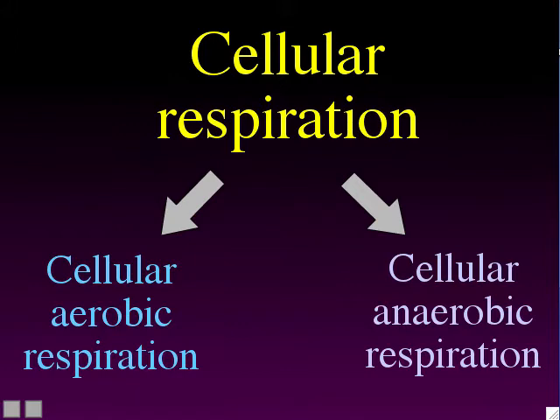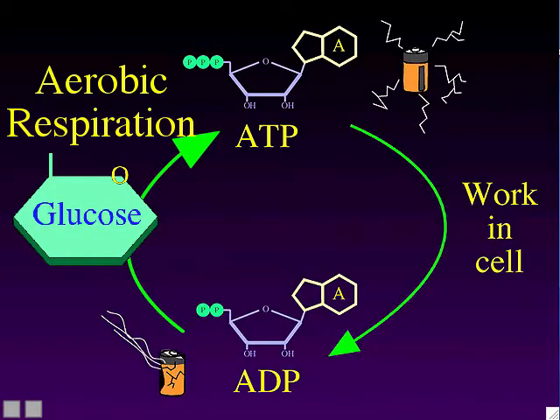But you might remember from those lectures on cellular respiration, there's actually two types of cellular respiration. One is called cellular aerobic respiration, and the other is called cellular anaerobic respiration. Both types of cellular respiration use the energy in glucose to recharge the ATP, but there's some differences between cellular aerobic respiration and cellular anaerobic respiration. So let's start with a quick review of cellular aerobic respiration.